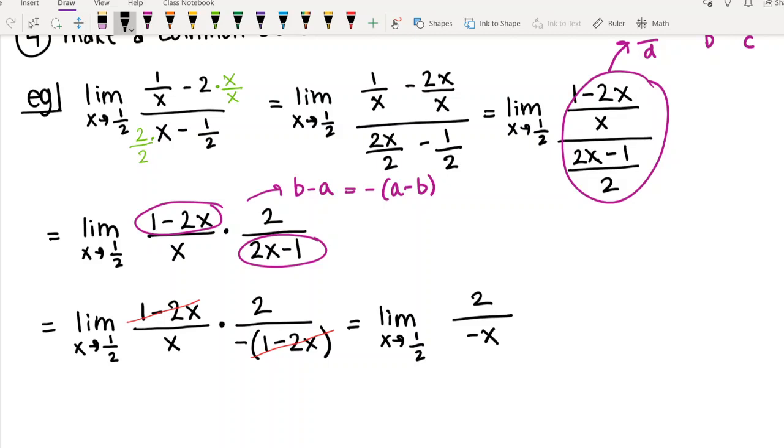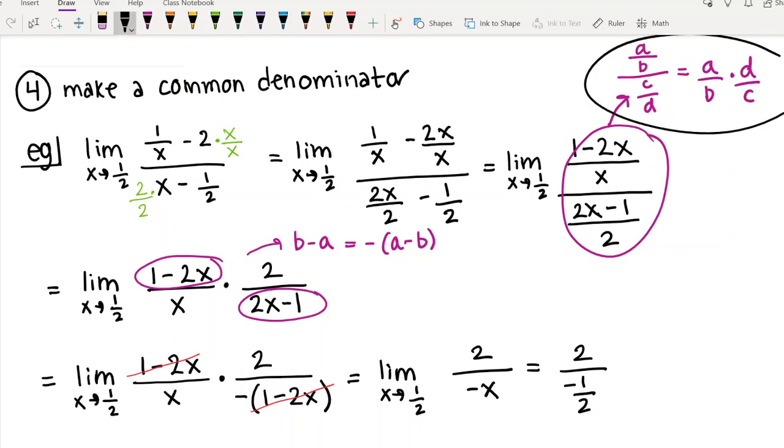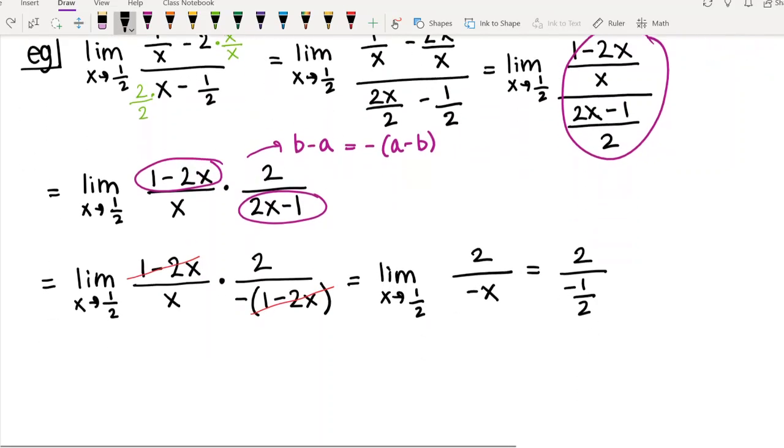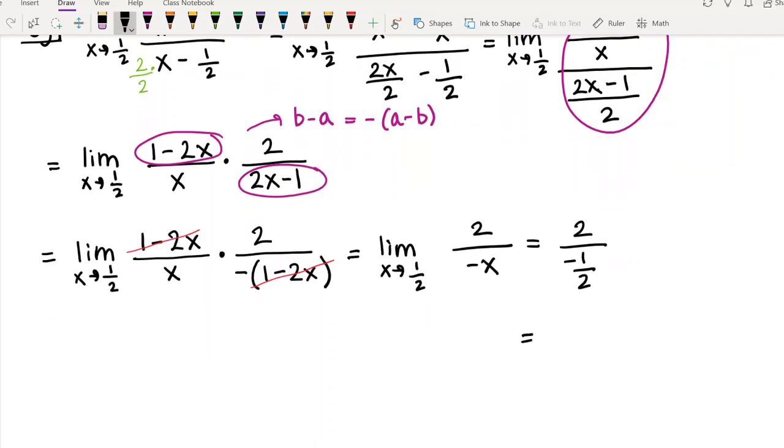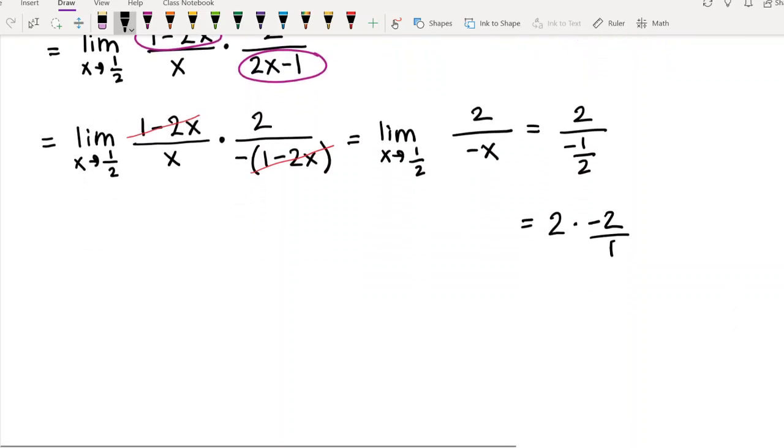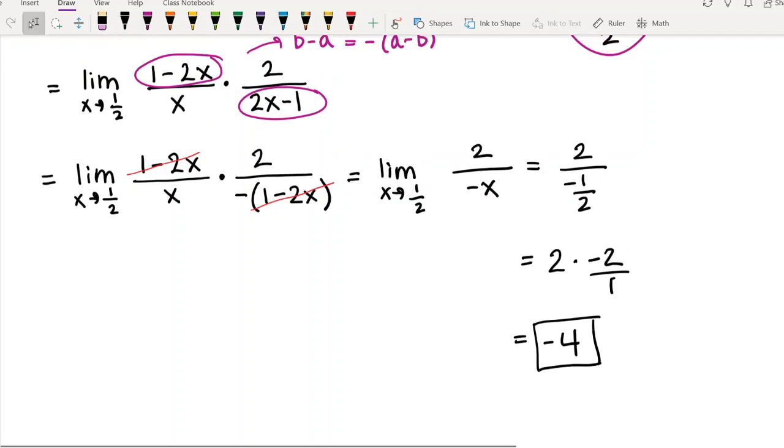So now we can actually just go ahead and plug in 1/2. And so we have 2 over -1/2. And now we can use that same rule that we wrote up here in purple. Dividing by -1/2 is the same thing as multiplying by -2/1. So this is the same thing as 2 times -2/1. And so that means that our final answer here is -4. So maybe let me just write down what we did here. At this stage, we can actually just plug in 1/2 finally.